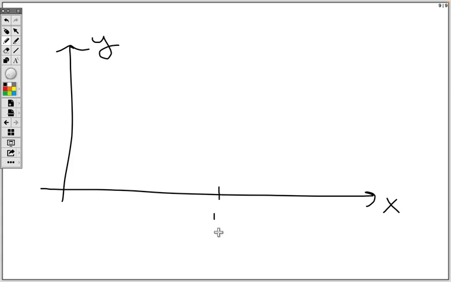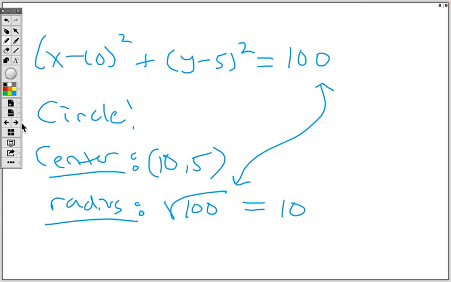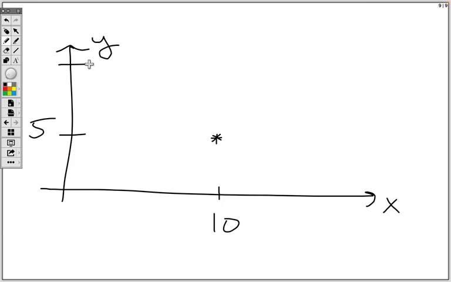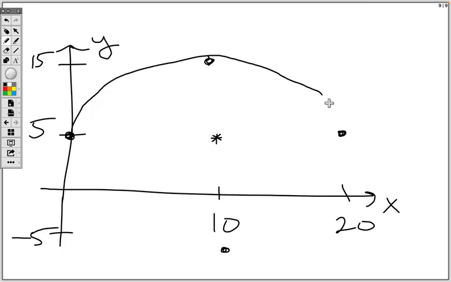So we'll call that 10. We'll call this 5. So here's the center of that circle. It's got a radius of 10, so it's going to come over to here. It's going to go up to 15, going to go down to negative 5, and go over to here and go over to 20. So this would be the break even.